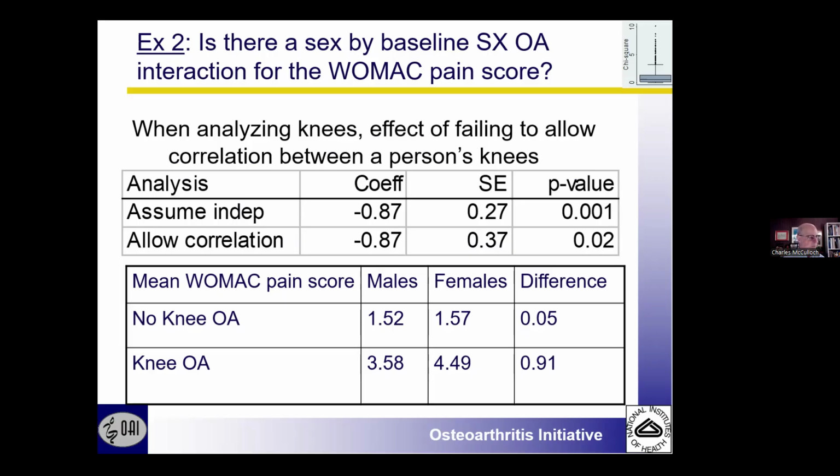So if I'm looking here at the bottom part of this slide, for people with no knee OA, males and females have very similar average pain scores, difference is 0.05. But for people with knee OA, women have a higher pain score, and maybe that's statistically significant. If we incorrectly assume independence, the estimated difference, it's really just the 0.91 subtract off the 0.05, has a p-value of 0.001. If we do the proper analysis accounting for the correlation, same estimate, different standard error, and we now get a p-value that's an order of magnitude bigger.